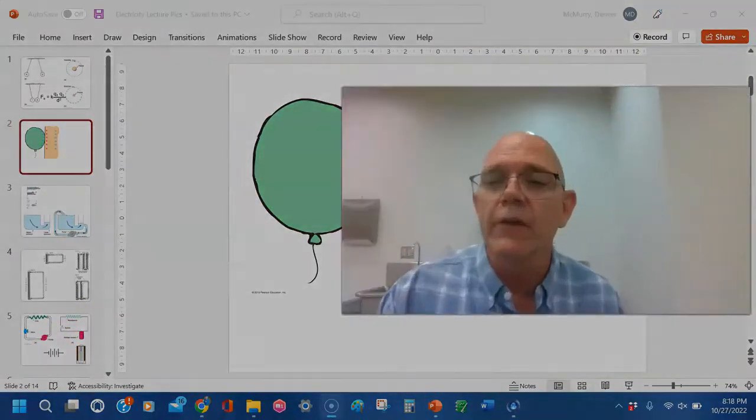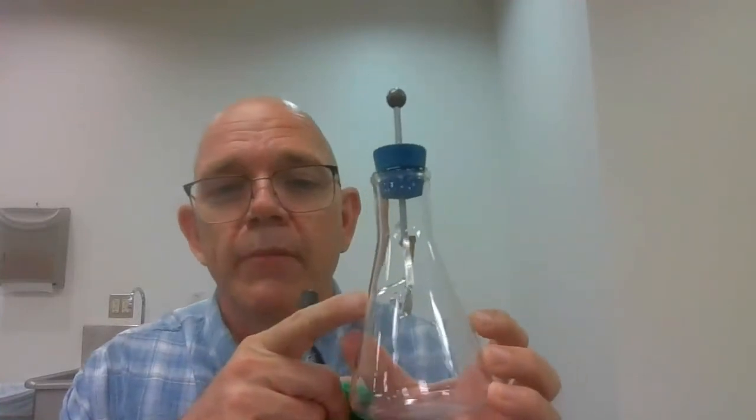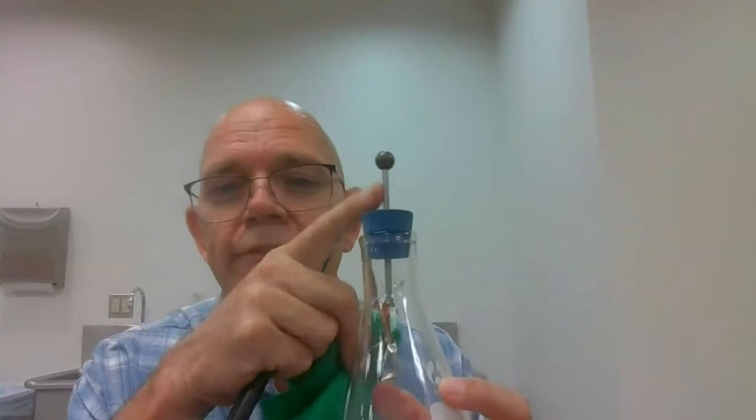All right, so let's talk a little bit about some static electricity real quick. This is, as you can see, a flask with little silver foil things in there, and it's attached to this metal rod that sticks out the top like that. Okay, now I'm going to scoot this out here maybe so you can see it a little better, and I can set it down.